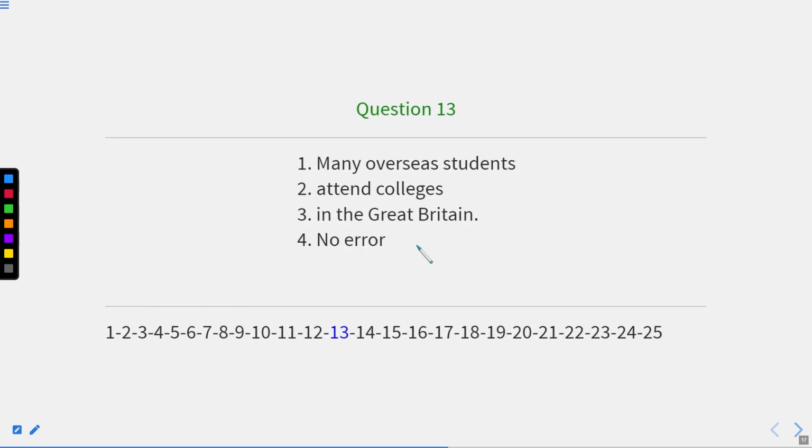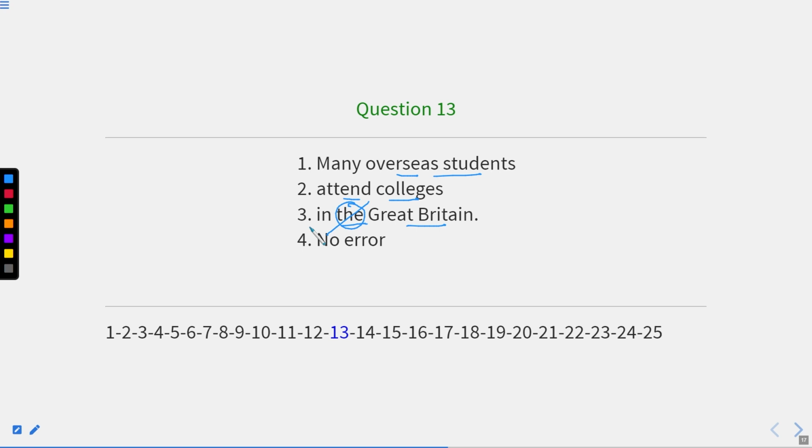Now this is question number 30. Many overseas students attend colleges in the Great Britain. Now, Great Britain is a name of a place, but it is actually a country. So before the name of any country, we need not use any article. So here we'll remove the. Before the name of any continent or the country or nation, we need not use any article.